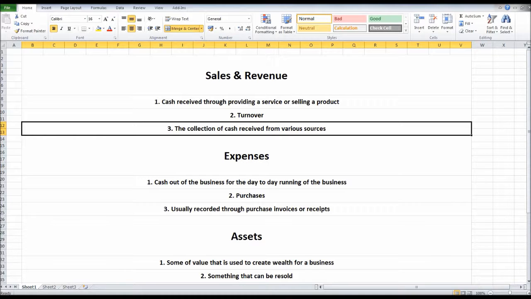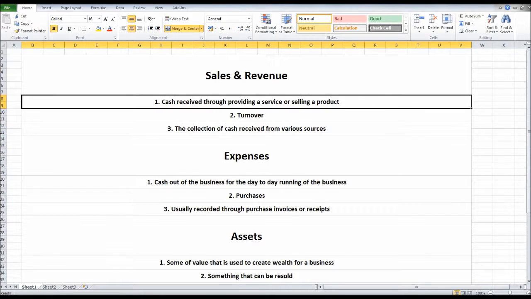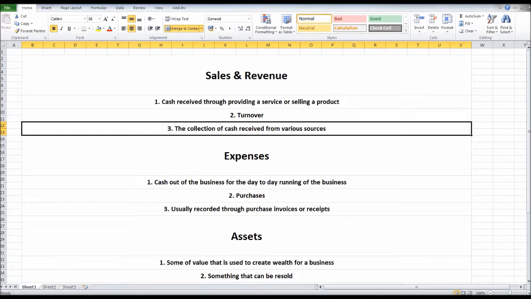So your sales refers to the cash received through providing a service or selling a product. Your revenue is the collection of the income of the business. For most businesses, that may just be sales. The revenue may just consist of sales. For other businesses, the revenue will be 90% sales and 10% other revenue, for example.